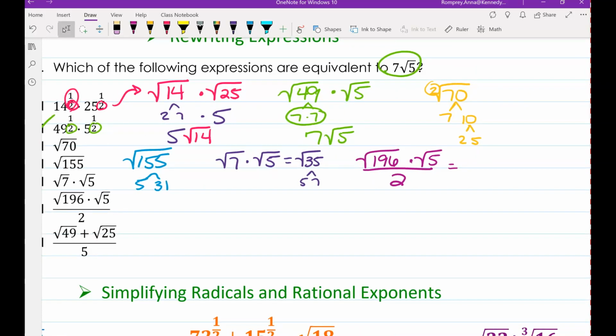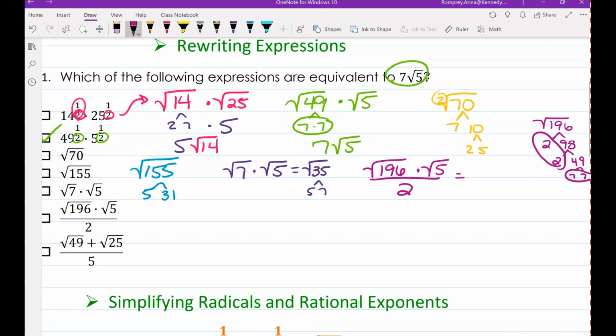Remember, if you did not remember that, just write off to the side, square root of 196. Start breaking it down and start looking for your pairs. Okay, if you had to break that down, does 3 go into it? I don't think so. So 2 goes into it, 98. And 2 again. 49 and 49 is 7 and 7. So I got a pair of 7s, a pair of 2s.